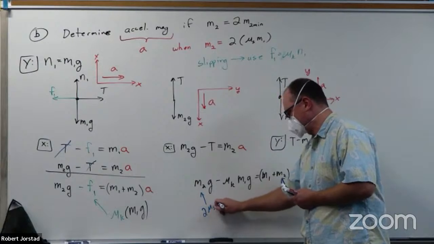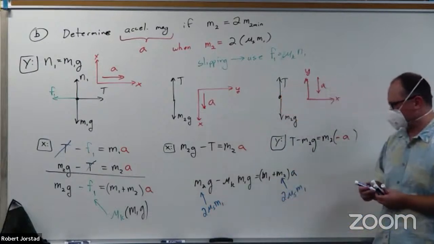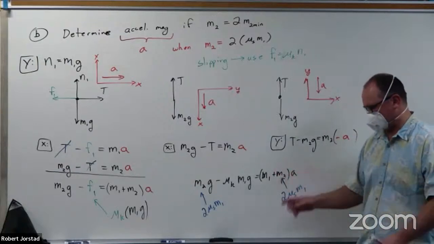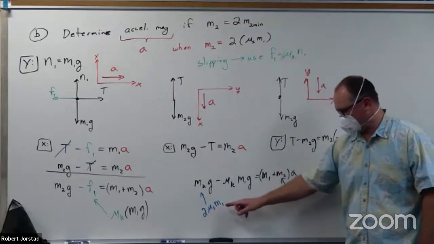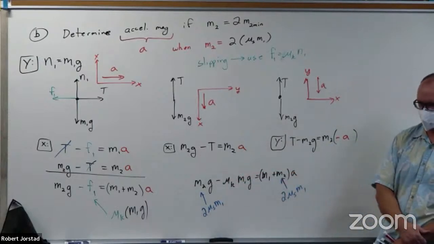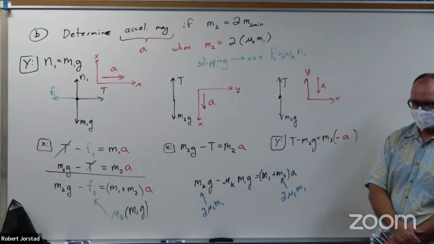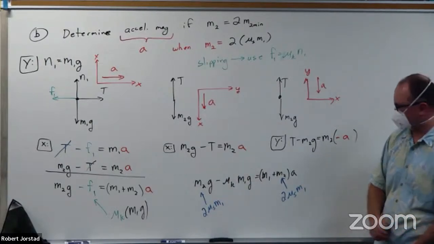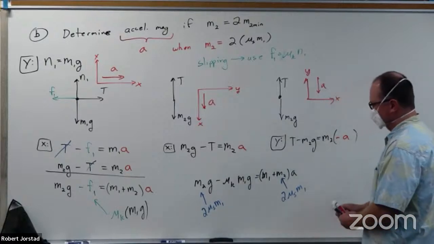And now we see the final result is going to have only known constants in it. Mu static is known, M1 is known, G is known, mu kinetic is known, et cetera. Got it? You want me to finish it out? Just for the heck of it? Okay.